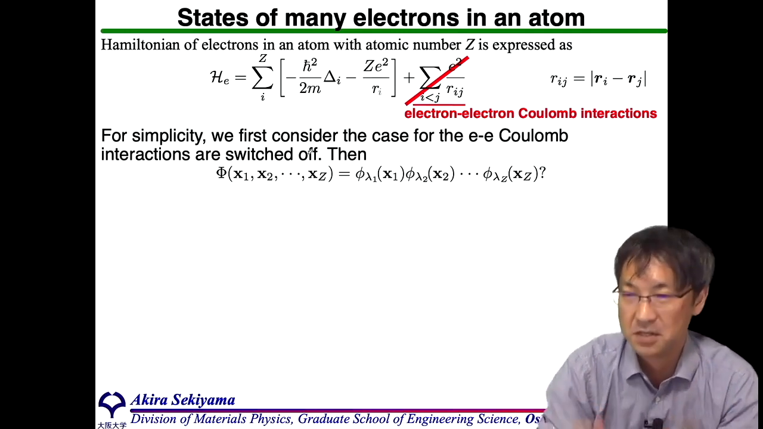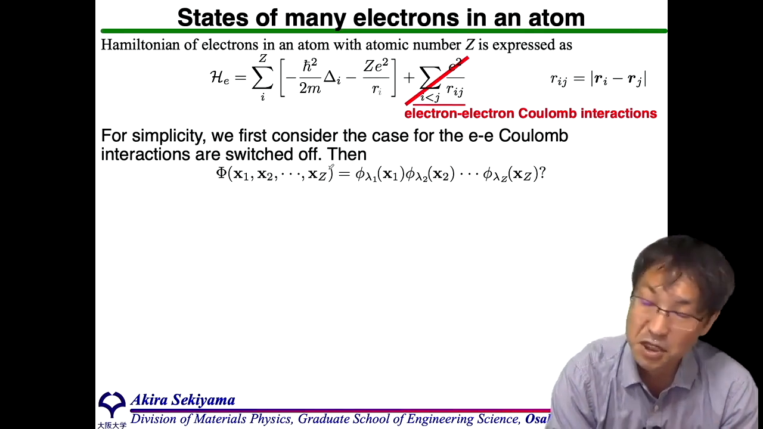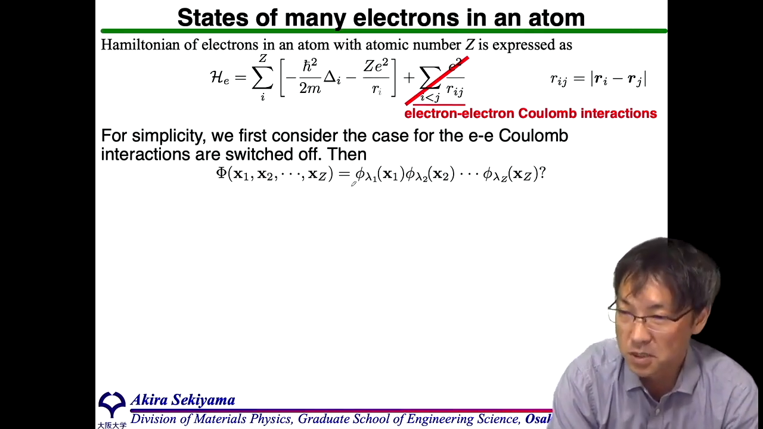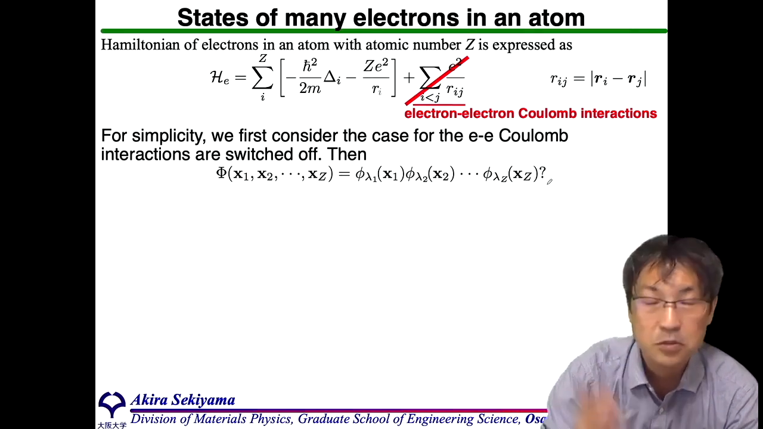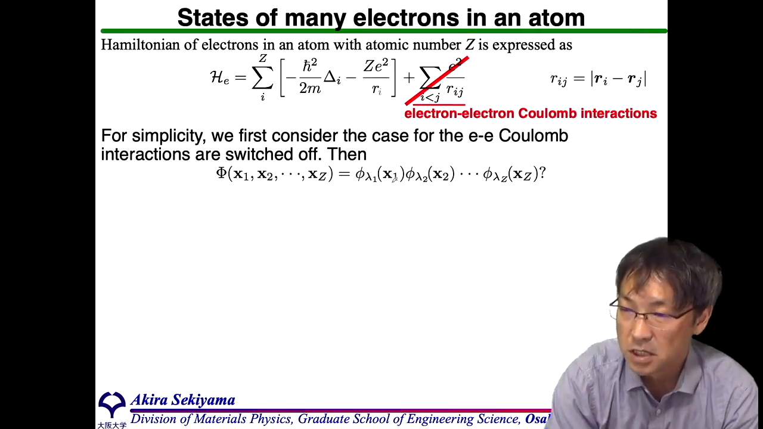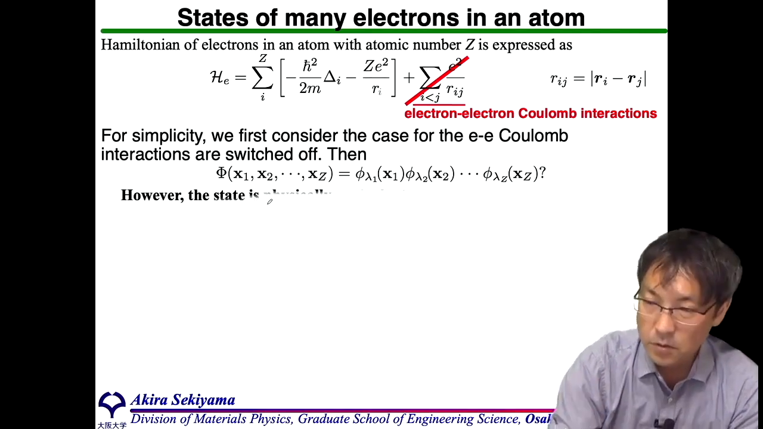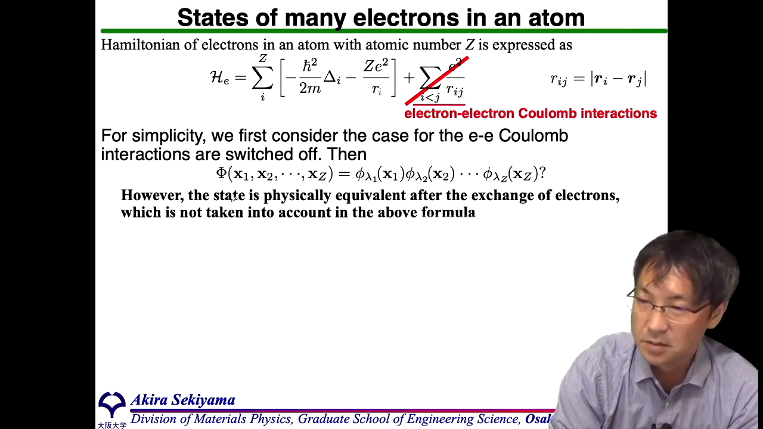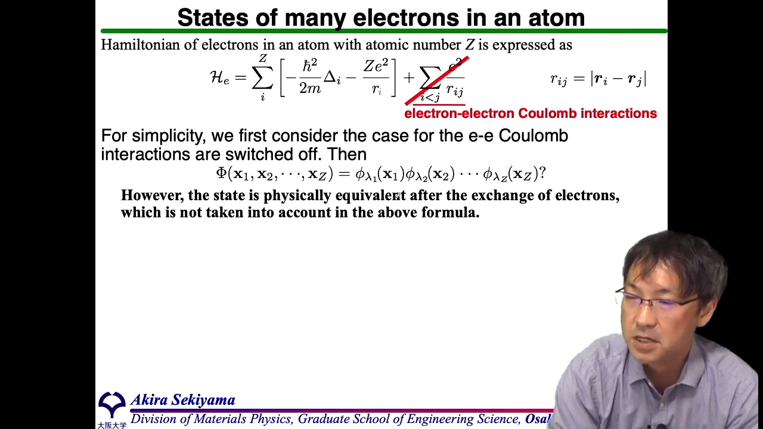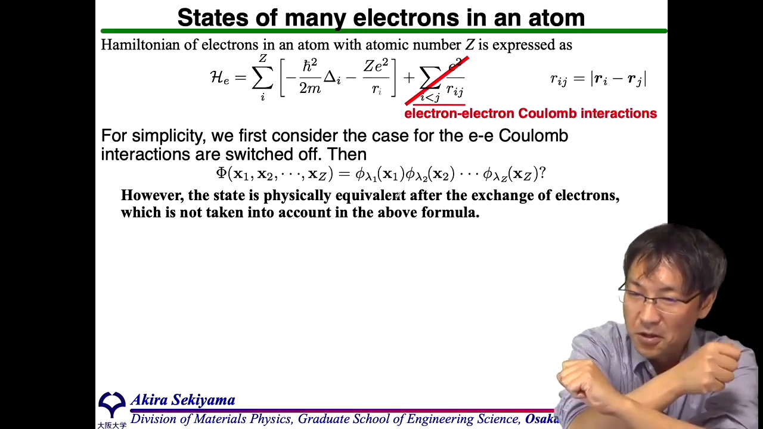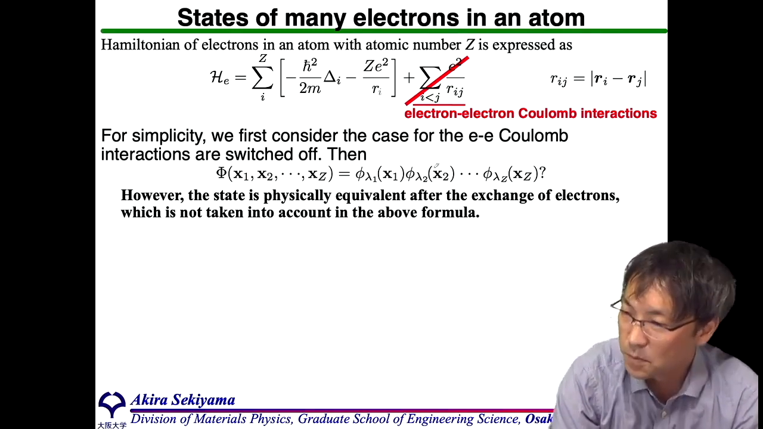In such a case, we need to consider the wave function of the state with the number of electrons of Z. The first easy way to take the wave function of the many-body electron system is like this one. So simple product of each eigenstate. However, it should be noted that the state is physically equivalent after the exchange of electrons, which is not taken into account in this formula.